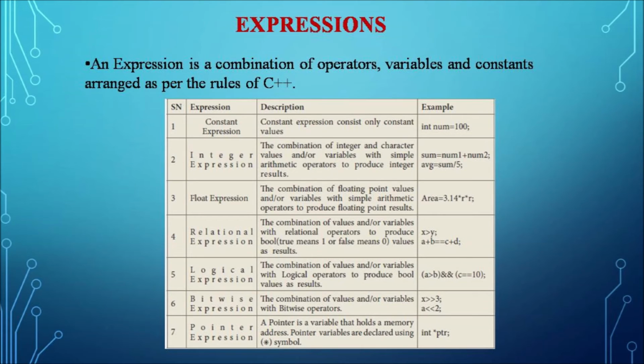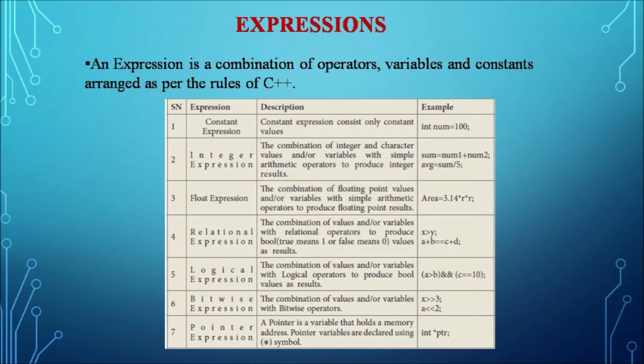Here the example you see, x greater than y. If x is greater than y, the result will be stored as 1, and if it is false, the result will be stored as 0. The second example is a plus b double equal to. There is a major difference between equal to and double equal to. Equal to just assigns the value to a variable, whereas double equal to will check the condition, comparing both the left hand and the right hand.